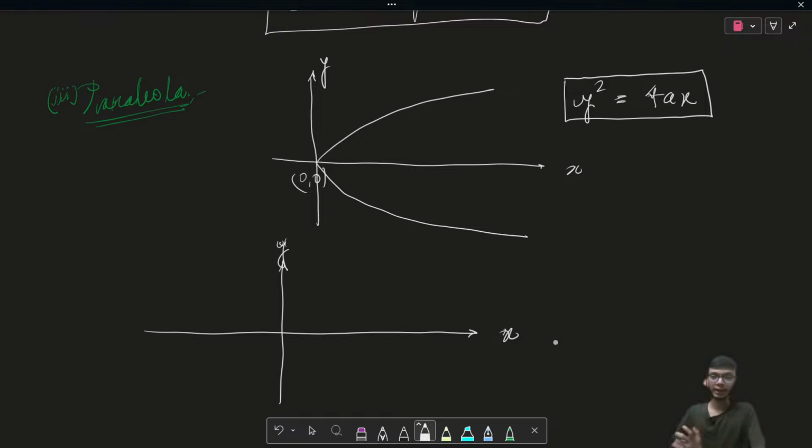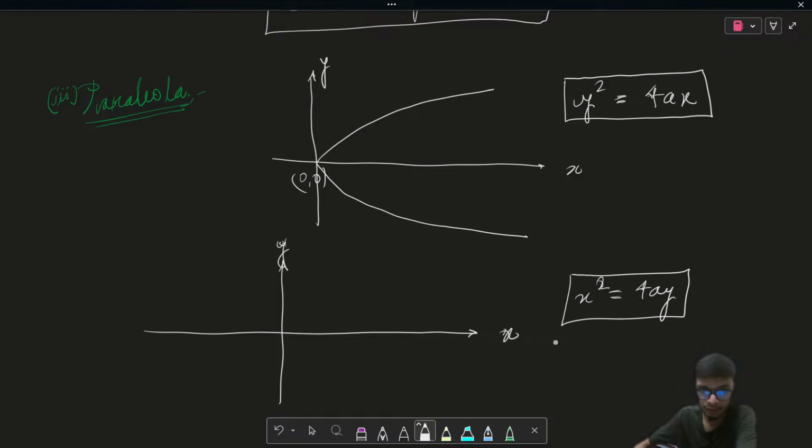Another form of parabola can be x square is equal to 4ay. Then my parabola will be opening towards the y-axis, or symmetric about the y-axis. These are the two most important forms of the parabola that you must recall, and this is the vertex, or center, of this parabola, 0 comma 0.